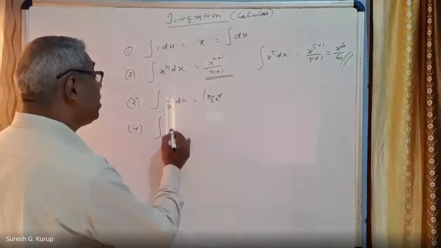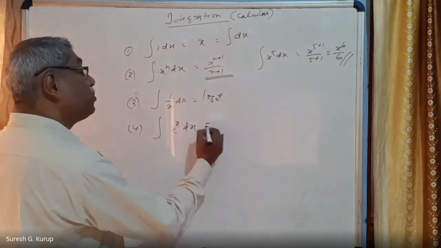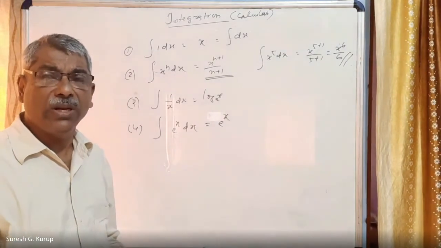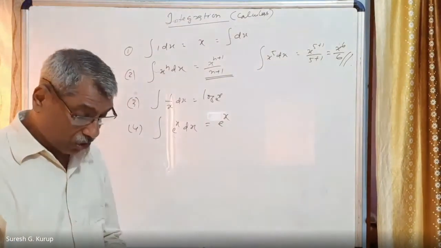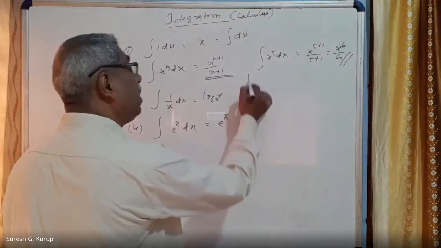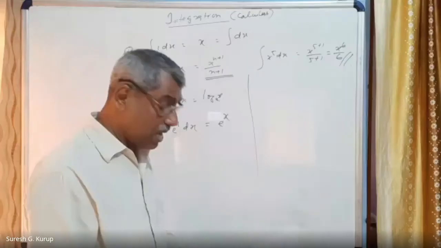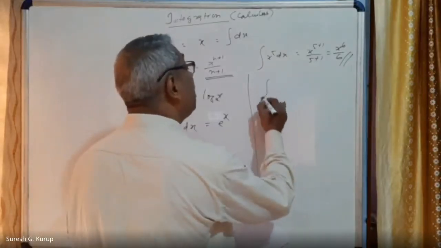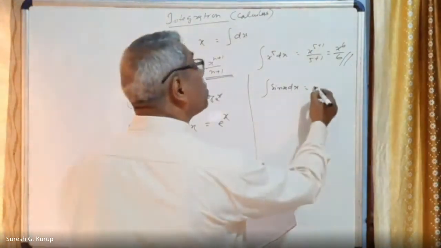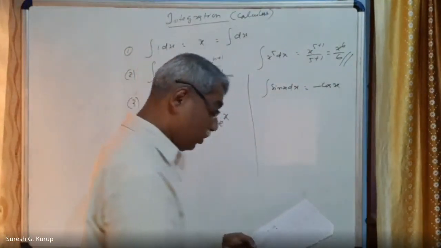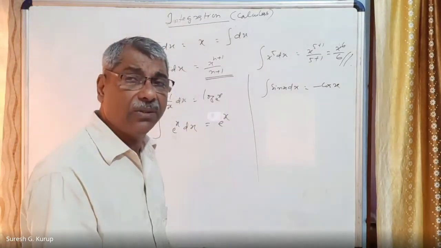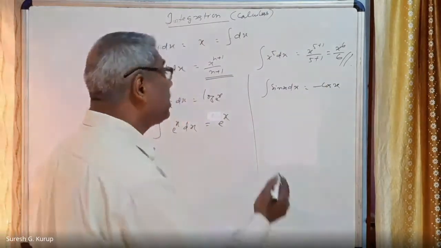Again, the fourth formula: integral e raised to x dx. E raised to x means there is no change. For the exponential function e raised to x, whether integrated or differentiated, there is no change. Next is very important: integration of trigonometrical functions. Integral sin x dx is equal to minus cos x. Very, very important, you have to learn this by heart. Next is this, number 4.